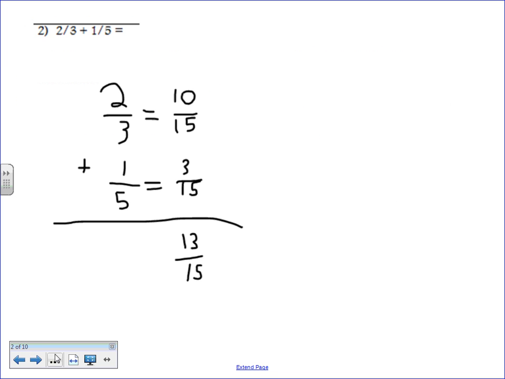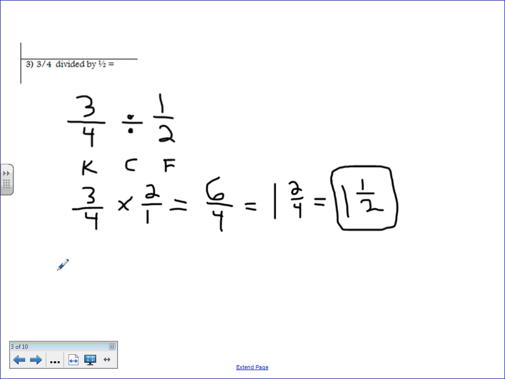Question 2 is harder. It's adding. And when you add fractions, you need to have a common denominator. Right? Don't forget that. Don't just add. Multiplying is so much easier, but 3 and 5 both go into 15. 10/15 plus 3/15 is 13/15. Can't be simplified because 13 is a prime number.